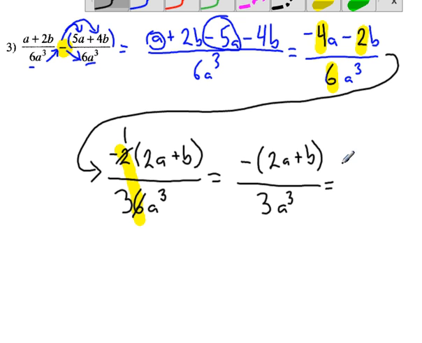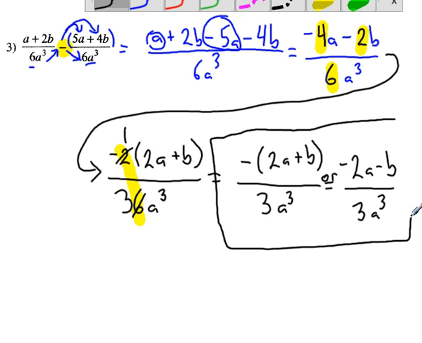Now that is the same as if you had negative 2a minus b over 3a to the third. I've worked with a lot of math teachers that prefer one over the other, and some don't care. They're mathematically the same, so I fall into the don't care category. I'm not going to count you wrong if you're mathematically correct and both are fully simplified. So either of those answers would work fine for me.